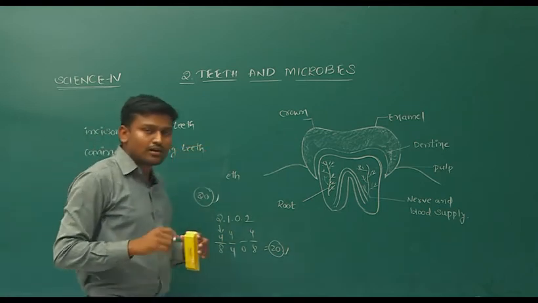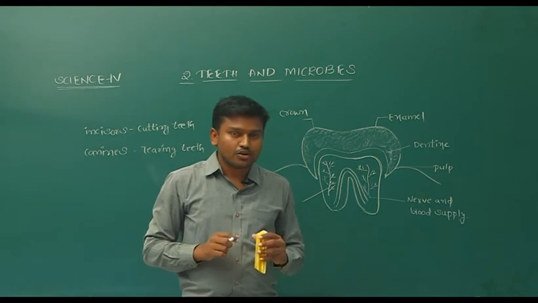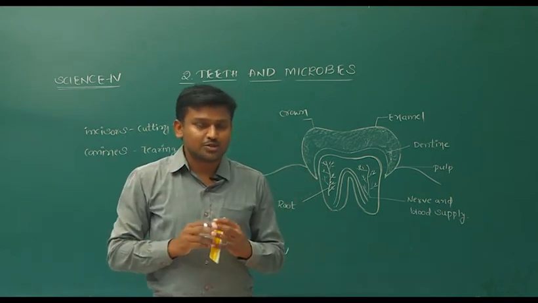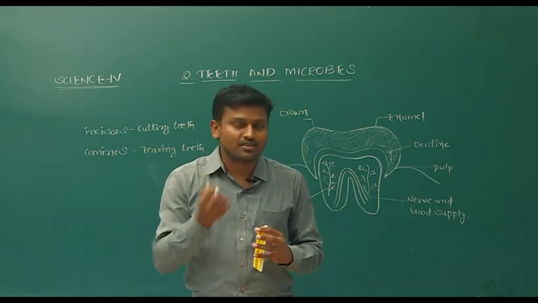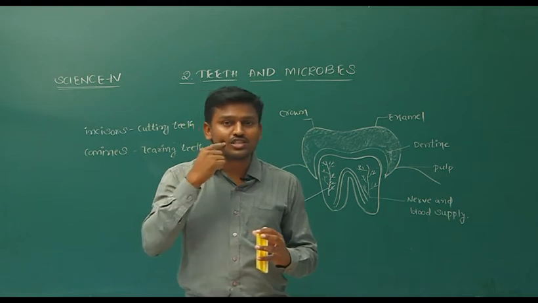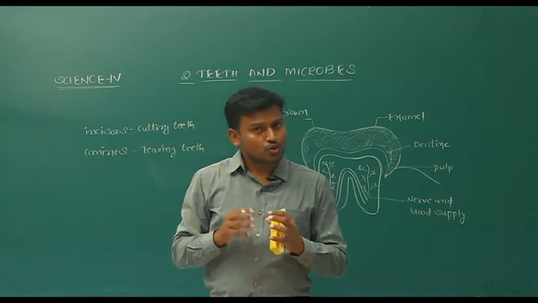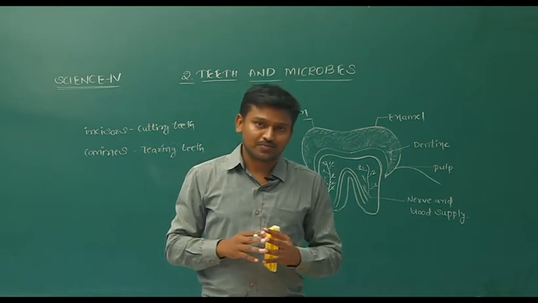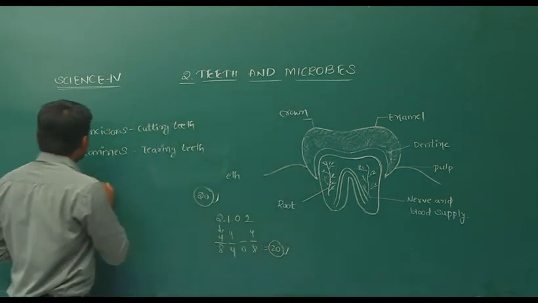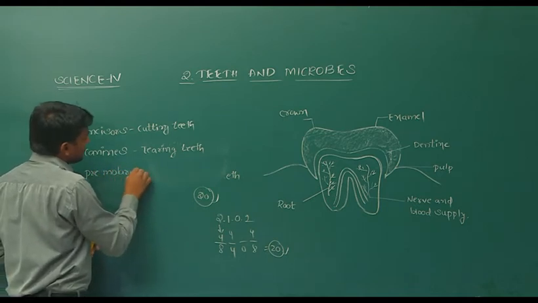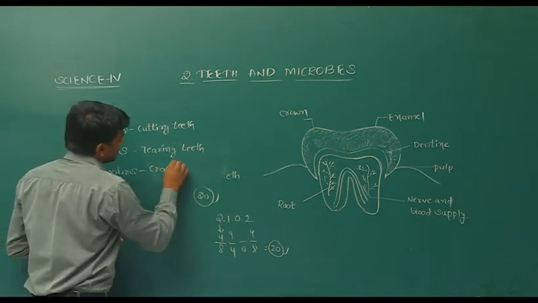And next, the third one, premolars. We use these premolars to crack the food, especially, for example, if you take a nut, it's so strong. To crack the nut, we use these premolars to crack the food, to chew the food, and again we will swallow it. That's why these premolars are also called cracking teeth.